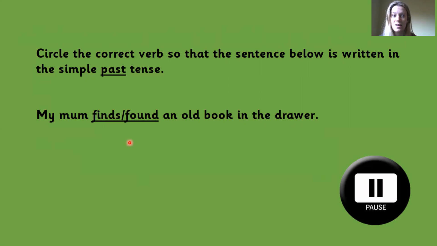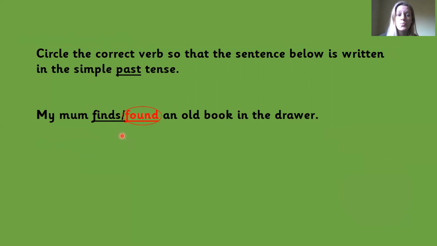Right, let's have a little look. So remember I said before that if we add an S on the end of our verbs, it's present. So if I think finds, that's in the present, isn't it? Because it's got that S. So our answer to put it in the past tense would be found, okay? It's something that has happened in the past. And we've changed the word find and we've made it into the past by changing it to found.